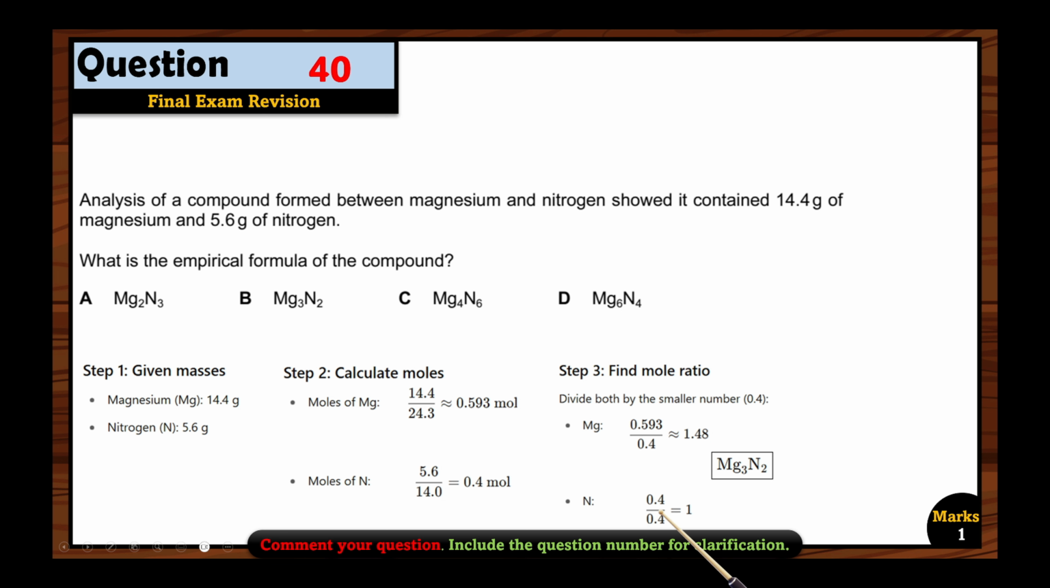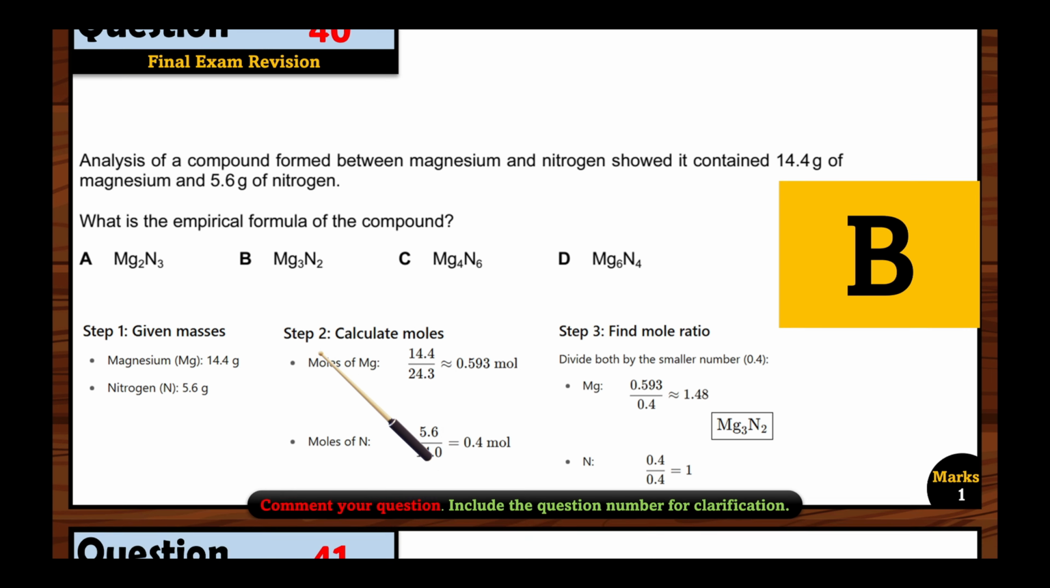So if you divide both of them, for nitrogen you will get 1, but for magnesium you will get 1.5. So you can make it double so that it becomes whole. So 1.5 will become 3 and 1 will become 2, right? So now the formula for this compound will be, how many Mg do you need? 3, right? So Mg will be 3, and nitrogen, how many? 2 nitrogens, right? So Mg3N2 is the right answer. Option B is the correct option.